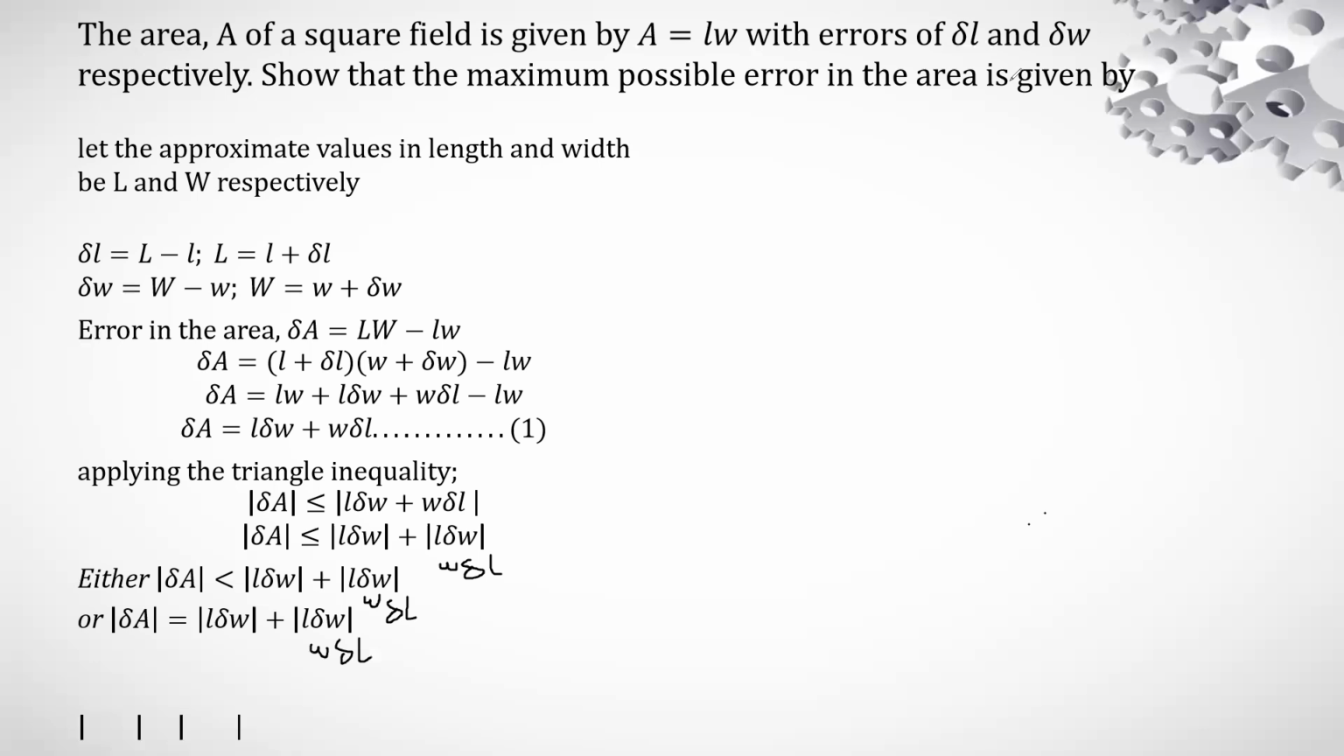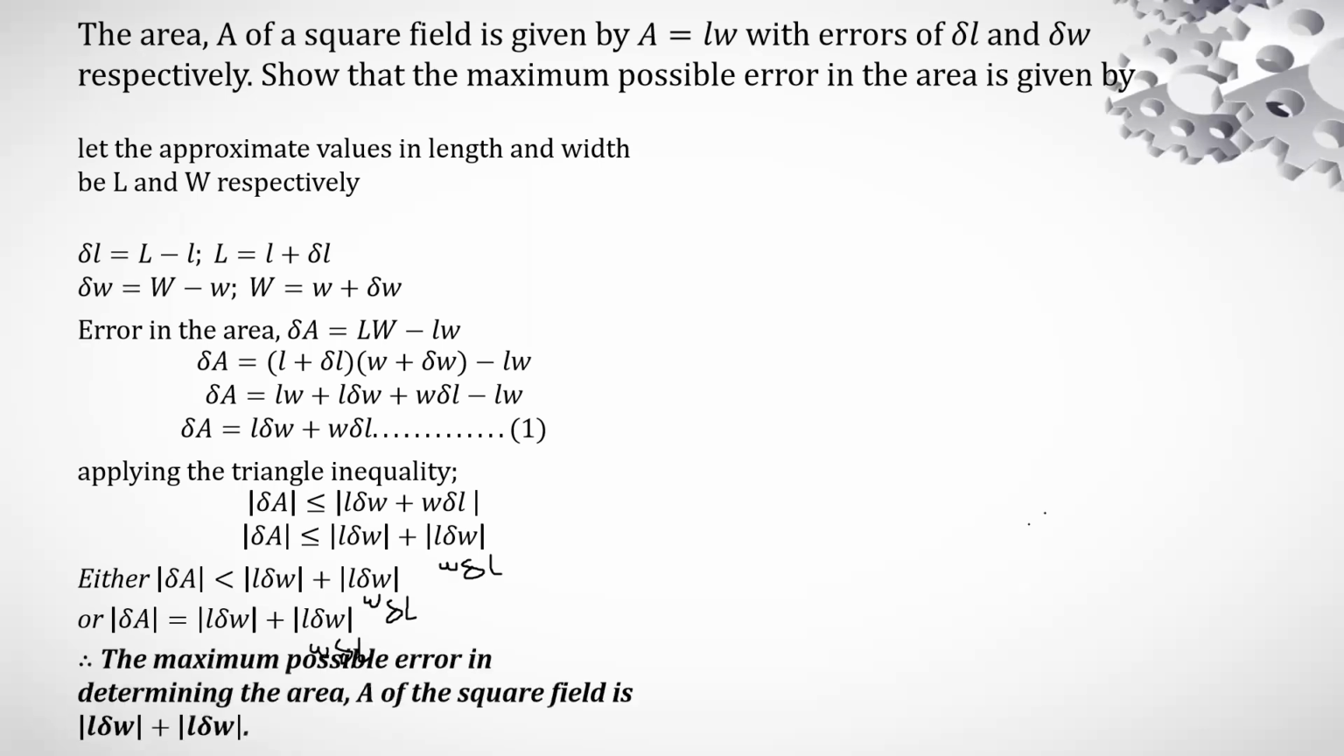And therefore our maximum possible error in determining the area is that, the modulus of L delta W plus the modulus of W delta L. So yes, that is how we would go about that. That's the principle of error propagation: how is the error made in a certain variable affecting the function? Yes, and that's how we would go about that.